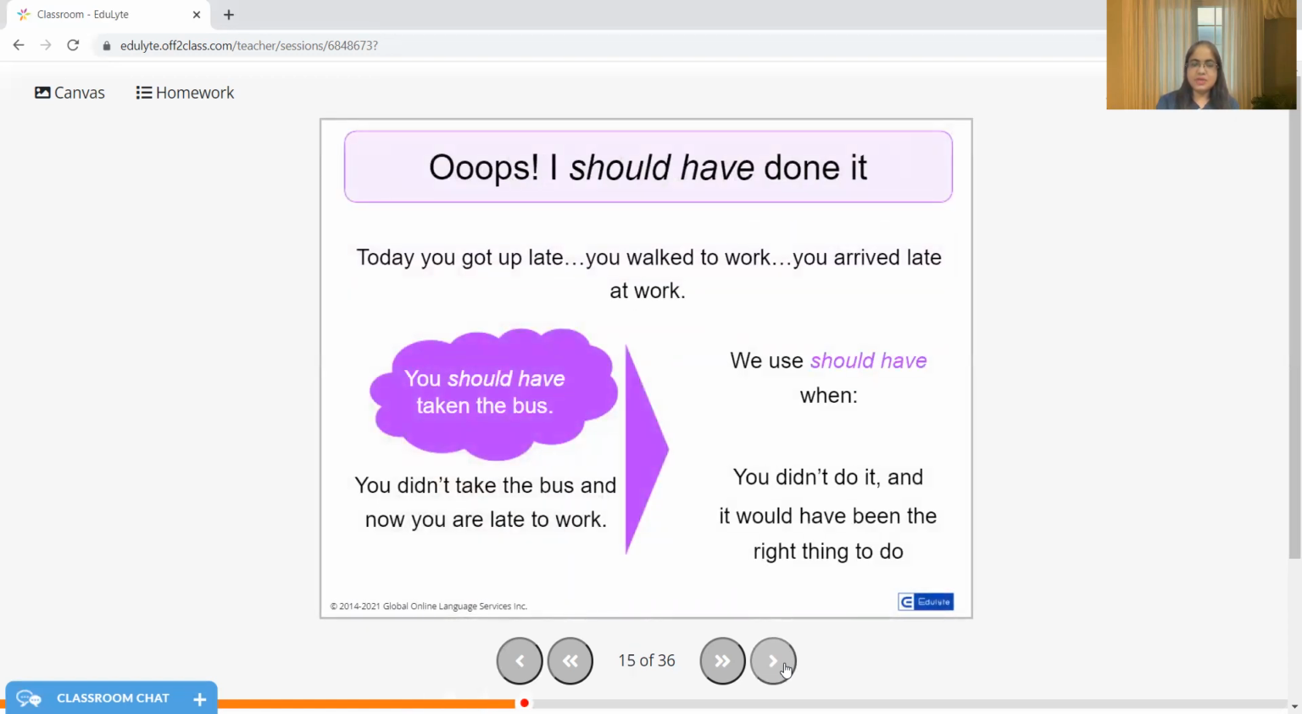So today you got up late, you walked to work, you arrived late at work. So we need to use should with these sentences. You should have taken the bus. You should not have got up late. You should have walked to work. You ought not arrive late for work, like that.